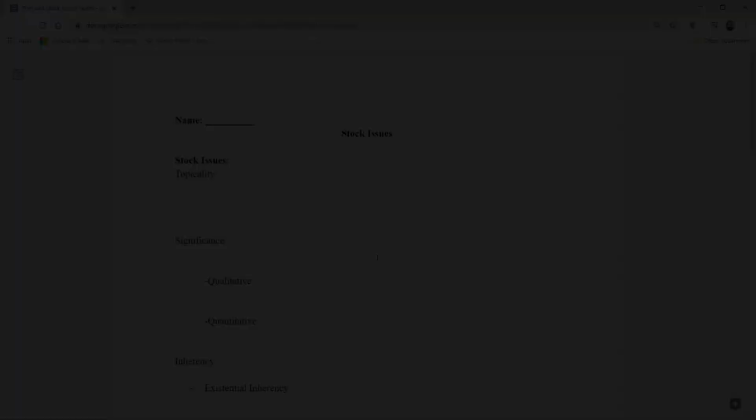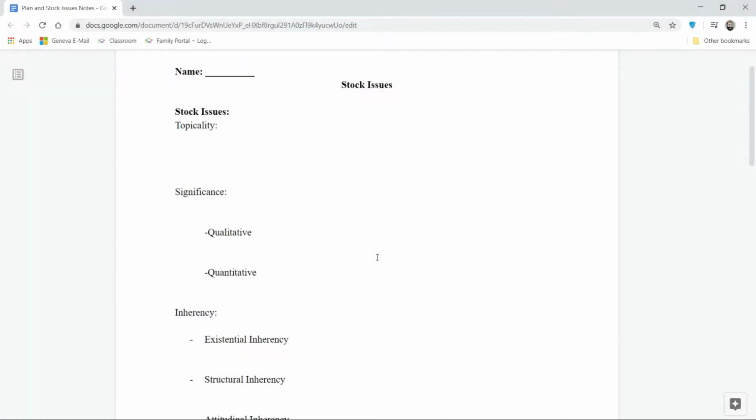Let's go. So you want to make sure you have this sheet available to you as we go over what each of these stock issues are and how they work. You're going to be given this doc as an assignment, and you'll turn it in with the notes filled in to fulfill that assignment. And of course you're going to want to refer to these notes as you continue to build cases as we go farther into the debate unit.